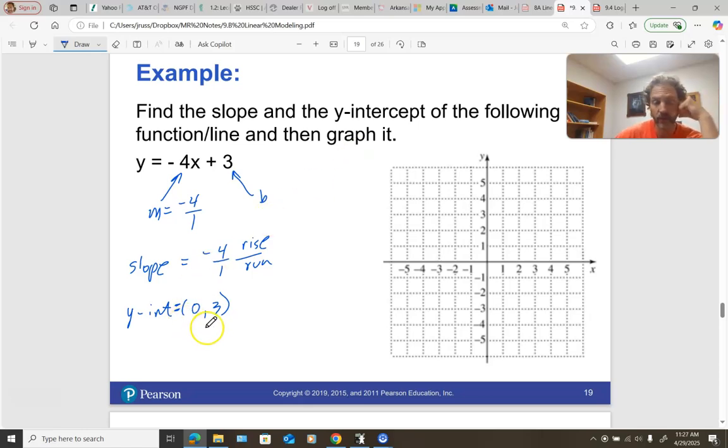So when we go to graph it, we're going to plot our first point at 3 on the y-axis, so right here. And then from this point, we're going to let the slope tell us where to go. So we're not going to rise, we're actually going to fall 4. So if I fall 4, 1, 2, 3, 4, and then I run 1 to the right, that puts me right here. And that's my second point. Okay. And so if I connect those points, I didn't do a great job of it, but this is roughly what your line is going to look like.